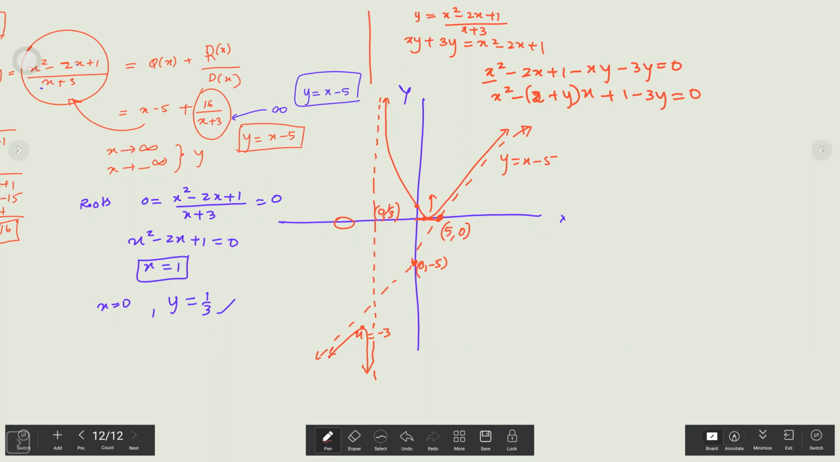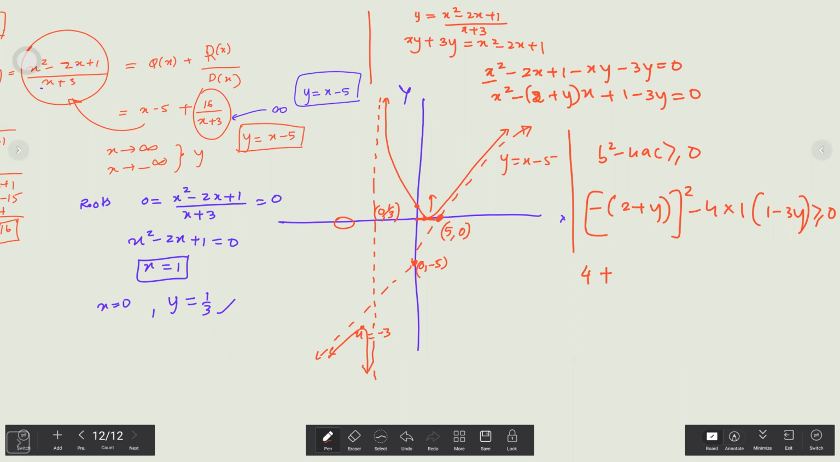Now you do b squared minus 4ac, because for x and y to be real, this quadratic must have a solution. If there exists a y value, there should be a corresponding x value. So b squared minus 4ac is greater than or equal to 0. You'll get (2 plus y) squared minus 4 times (1 minus 3y) greater than or equal to 0. So you get a quadratic inequality. This becomes 4 plus 4y plus y squared minus 4 plus 12y, greater than or equal to 0. The 4 minus 4 is gone.